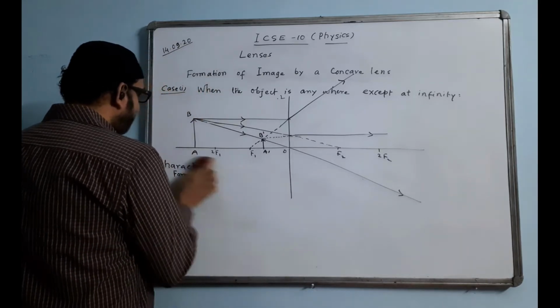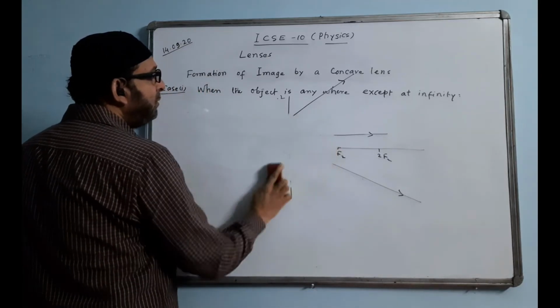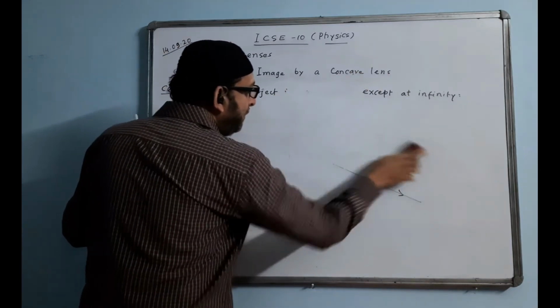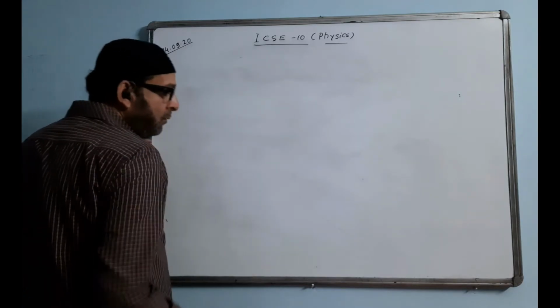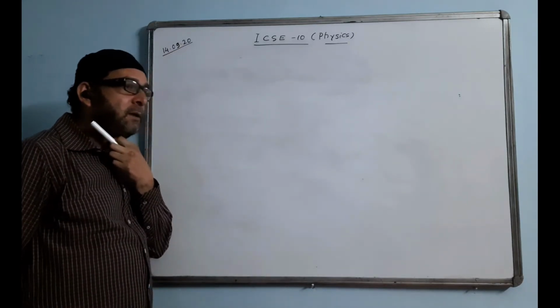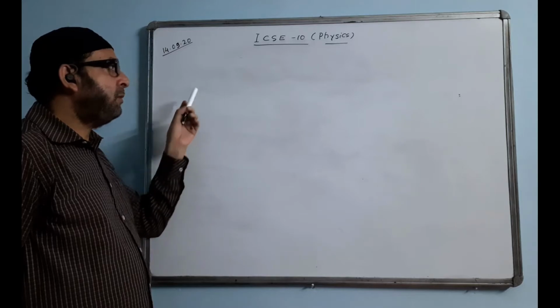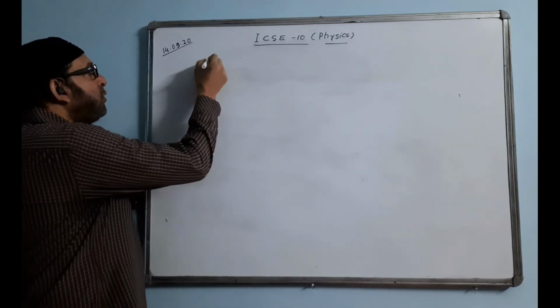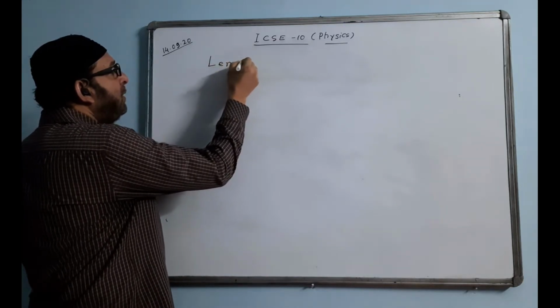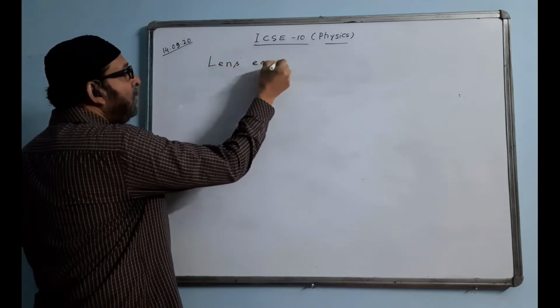So these are the cases of image formation in a lens, I mean, in any kind of lens. We have done all those ray diagrams. Now we have some numericals based on the lens equation. There is a lens equation or lens formula, we can call it the lens equation.